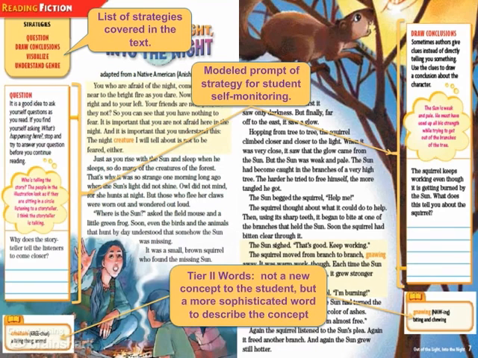The text will always highlight vocabulary words throughout the passage, and in the fiction text, these are typically Tier 2 words. So the concept of the word is not necessarily new to the student, but this may be a more sophisticated word for a definition they are already familiar with.